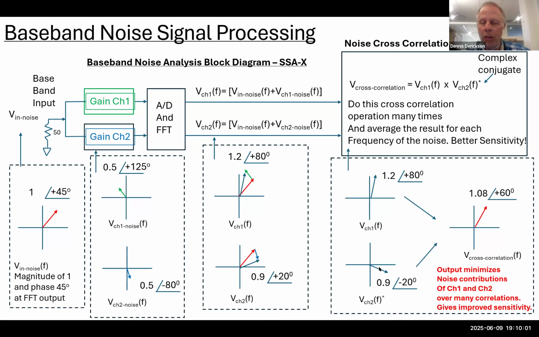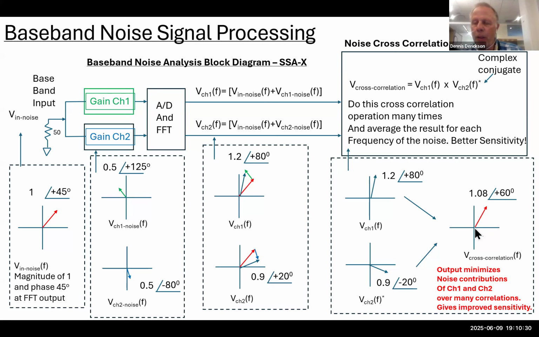And then we'll also get on this side right here the vector sum of the noise in the 50 ohm resistor and channel 2 noise right here. And then we're going to do this cross correlation at that particular frequency. We're going to take the channel 1 noise at that frequency, and we get the channel 2 noise, but we're going to do something called a complex conjugate, which is essentially flipping the phase from a positive phase to a negative phase. And we're going to multiply them together.